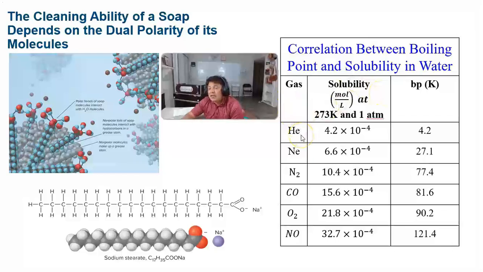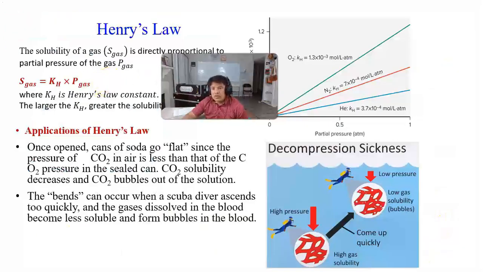Helium cannot have any ion, right? And look at that, 4.2. Neon is the same thing, but it is bigger, that's why 27. But nitrogen can have the lone pair, that's why it has 77. Carbon monoxide, oxygen has 90, and nitrous oxide is 121, like that. As the boiling point increases, the solubility also increases.